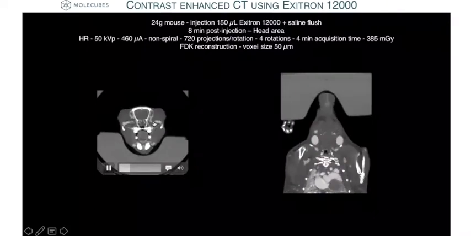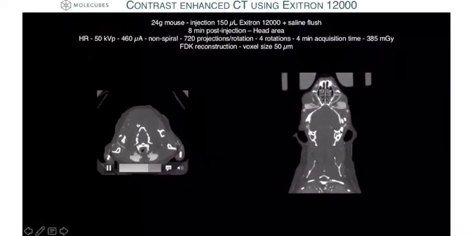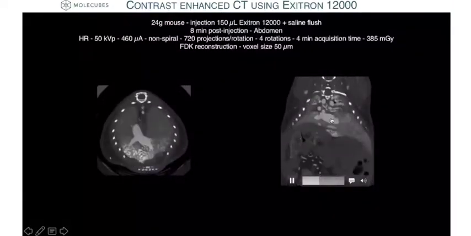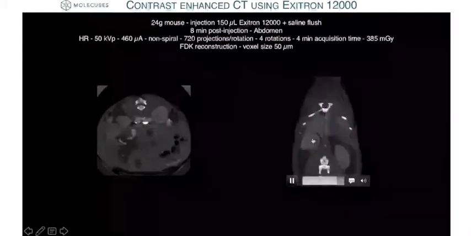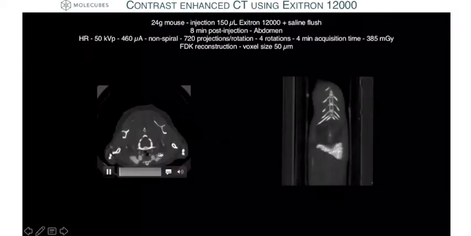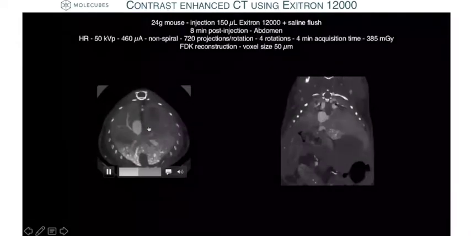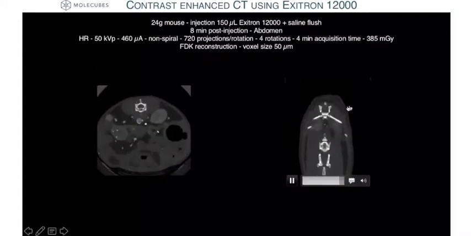If you look very carefully, here in the brain area, for example, you also see the vasculature in the brain. If you look at the abdominal area, you very nicely see vascularization of the liver. Here you also see vascularization of the kidneys, and also vascularization in the abdominal area, as you can see more or less here.